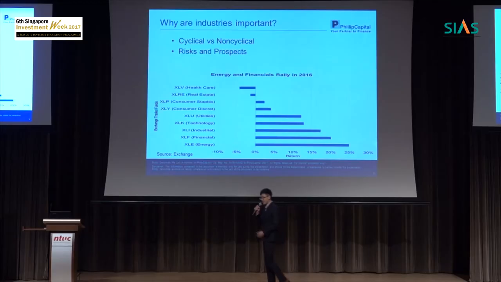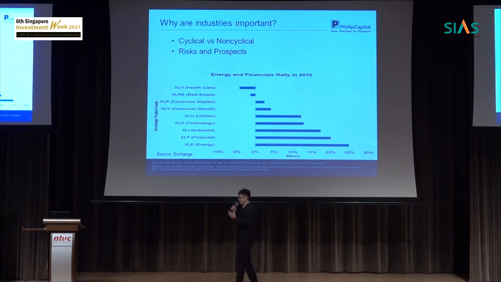The first thing you might need to know is whether the industry is cyclical or non-cyclical. An example of a cyclical industry might be your property sector. The reason it's cyclical is that it follows the economy. If the economy does well, usually the property sector also does well, because people are earning more money, they have more money to spend, and then they'll buy more property.